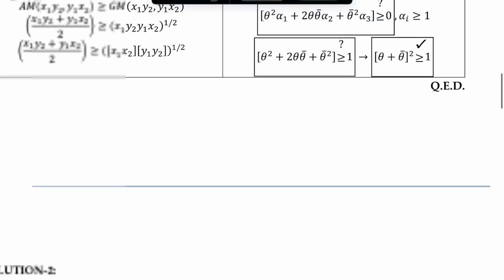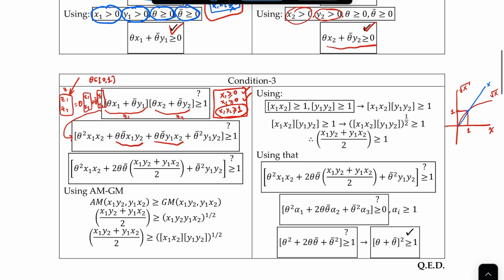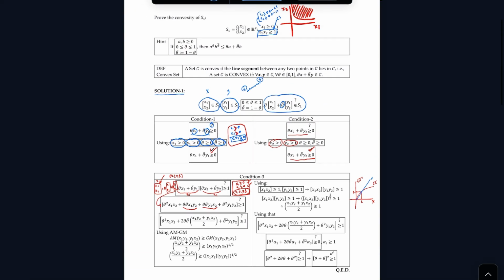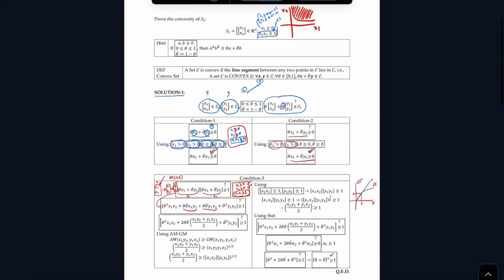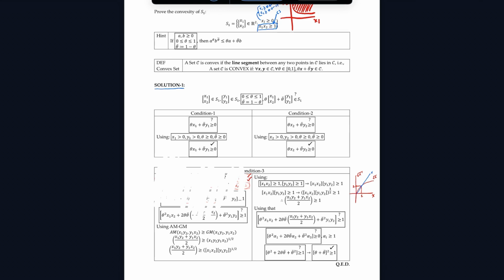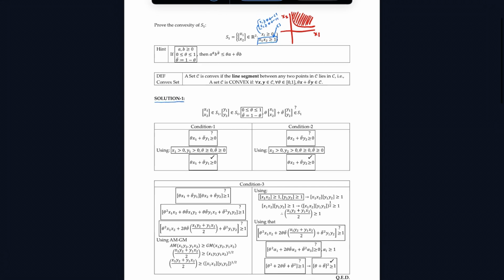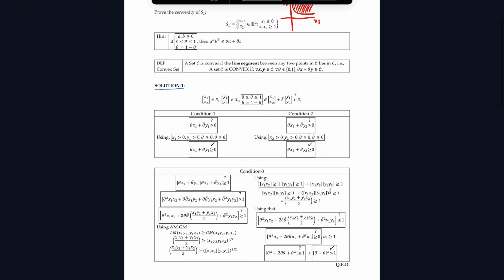Let's look at the second solution. Let me try to fit our solution in one page. Yes, that is it. Let me get rid of all those things. This is what we did, so this is the solution.